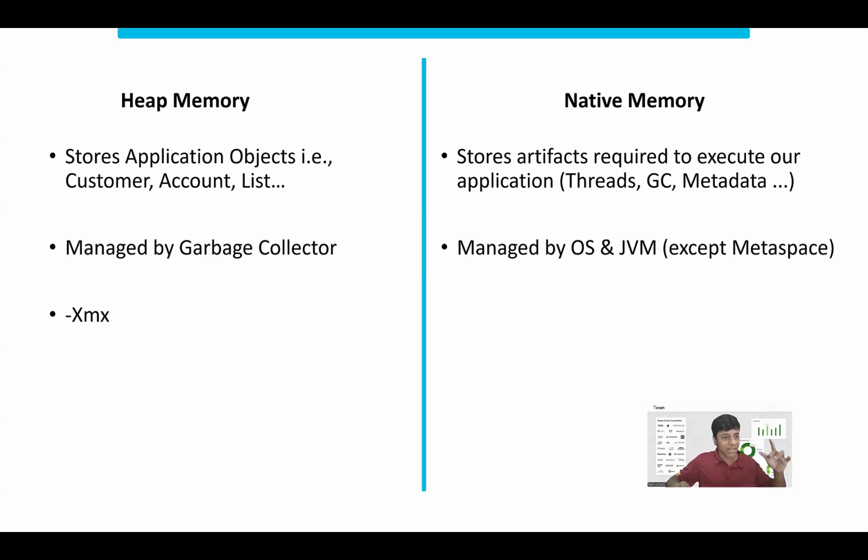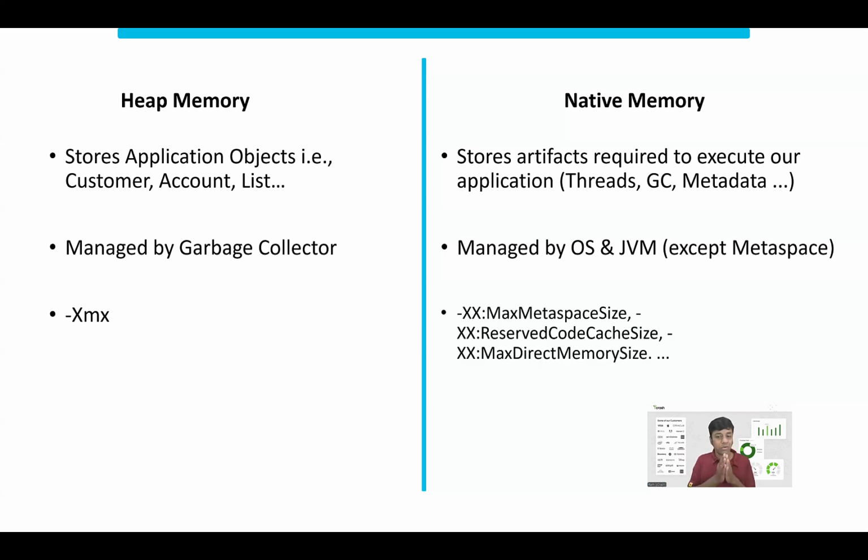How can I set the max size for heap memory? It's one single argument, Xmx. Whereas in native memory, there's no one single argument, my friend, which can set the size of native memory. So if it's metaspace, you have to use this max metaspace. For code cache, you need to use this argument. To set the max direct memory size, that is a direct buffer, you need to use this argument, right?